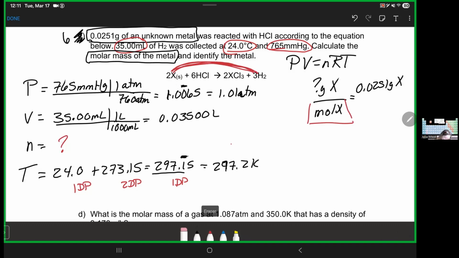Okay, so right here we're solving PV equals nRT. We're isolating n, so RT is going to come down to the other side. So I know my n equals PV over RT. Oh, sorry.